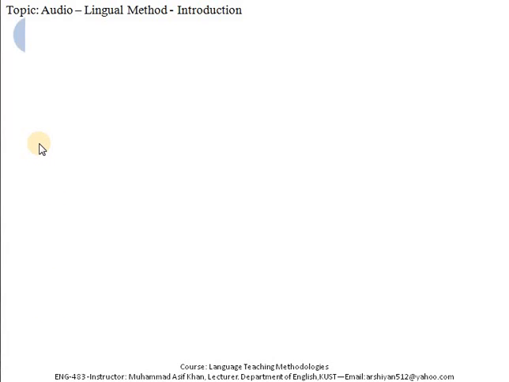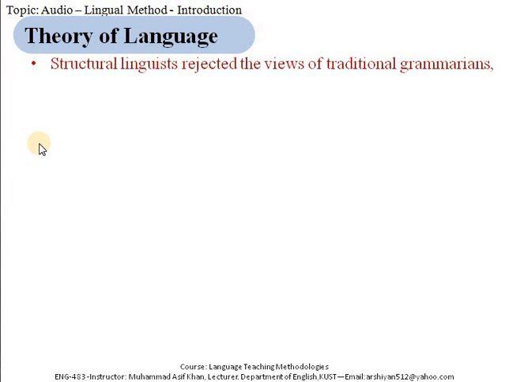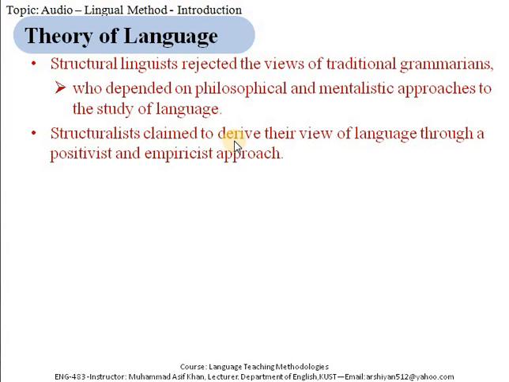In the same way, there were some other beliefs about the theory of language held by the structural linguists. They rejected the view of traditional grammarians who depended on the philosophical and mentalistic approach to the study of language, as we see in the grammar translation method. Instead of that, structuralists claimed to derive their view of language through a positivist and empiricist approach.